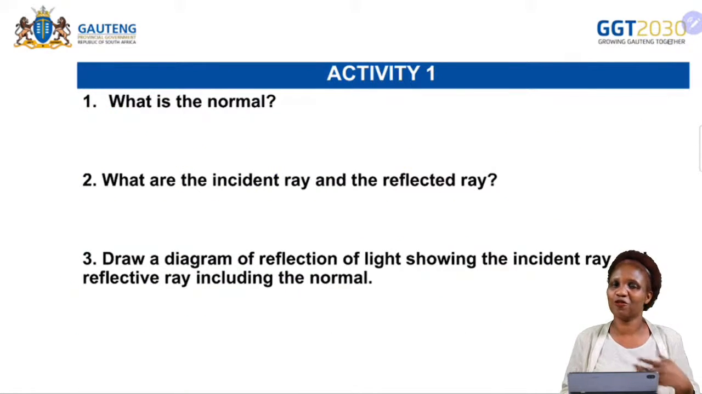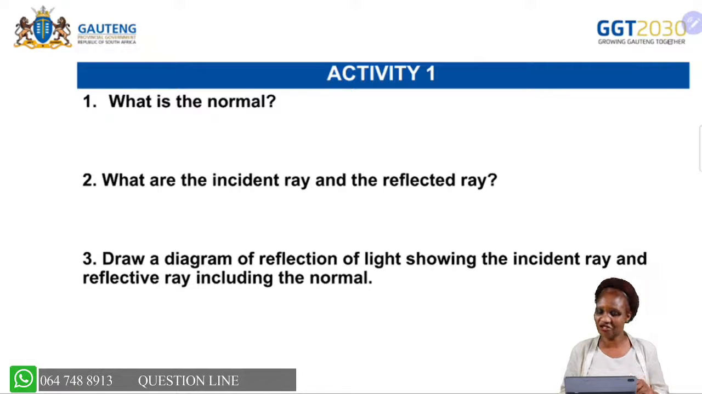Let's continue. We've got an activity, Grade 8. Let me read the questions for you. Question number 1 says, what is the normal? Question number 2, what are the incident ray and reflected ray? And then question number 3, draw a diagram of reflection of light showing the incident ray, the reflected ray, including the normal. Okay. So I'll give you 5 minutes to answer this activity. You can start answering the activity now.